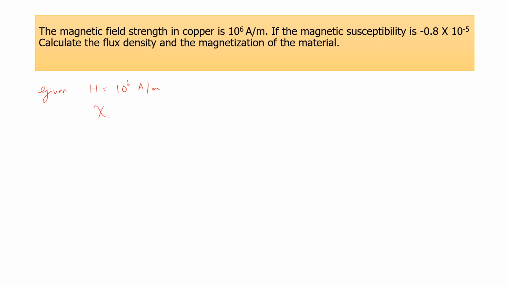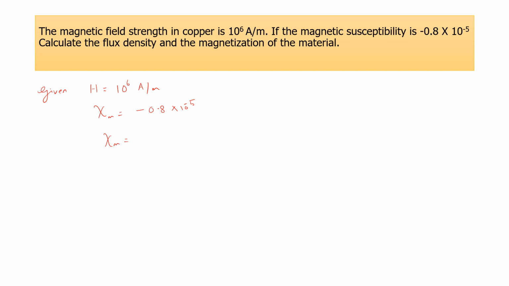Then susceptibility is given. Chi-m is equal to minus 0.8 into 10 power minus 5. Because it is diamagnetic, the value is negative. Okay. Sometimes that can be asked. They give this and ask you to find out what kind of magnetic material. So on looking at the sign of the susceptibility, you can find out whether it is diamagnetic or paramagnetic.